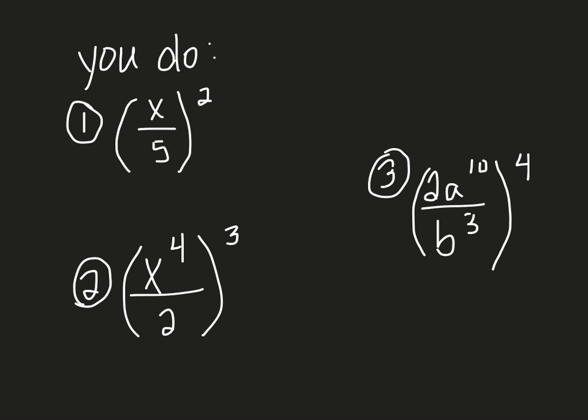Okay, for number 1, I'm going to change my pen color. I don't want to use white anymore. So what you have to do is take the outside exponent and multiply it by the exponents on the inside, which in this case are both 1s. So my new problem is x, and 2 times 1 is 2, and then you get 5 on the bottom. 2 times 1 is 2. So that's it. That's the answer.